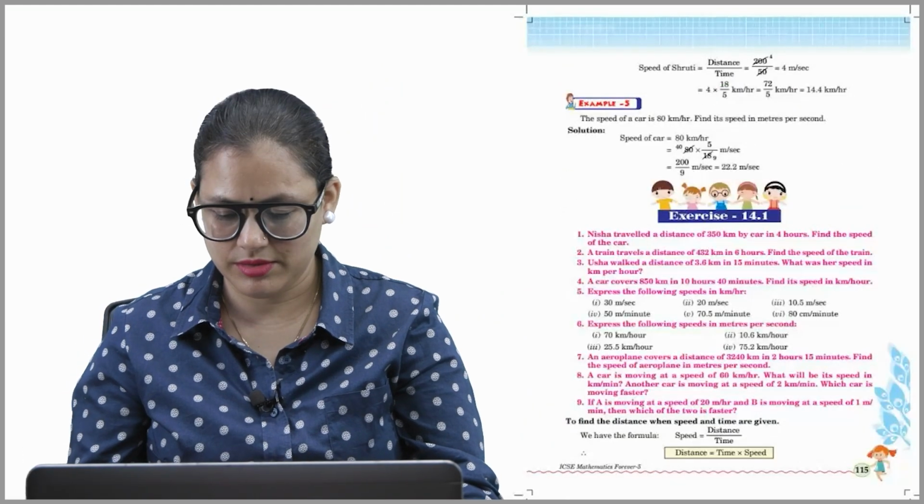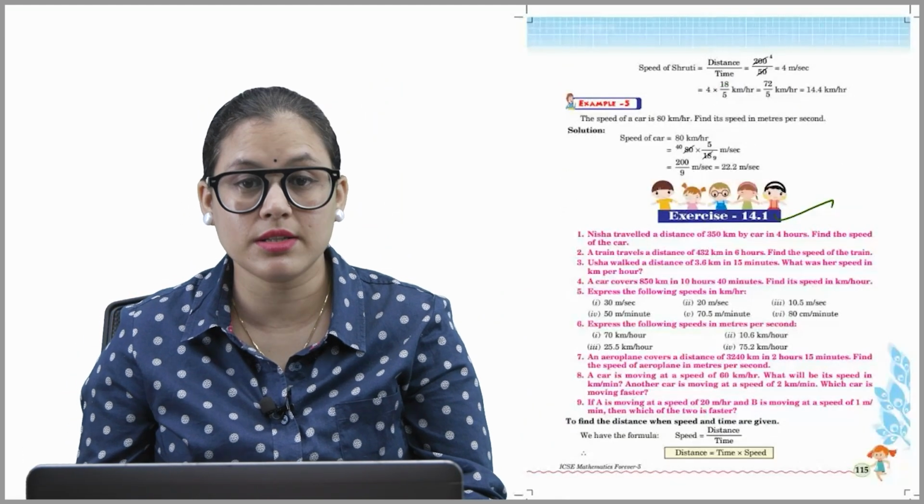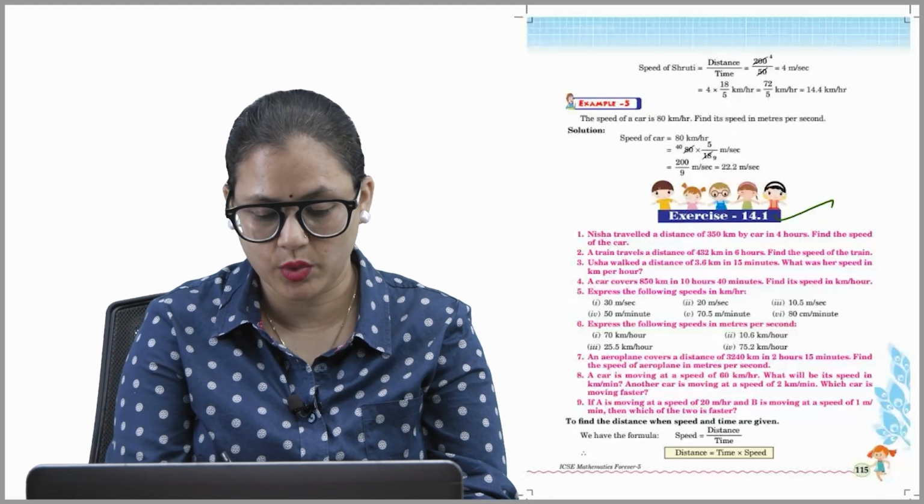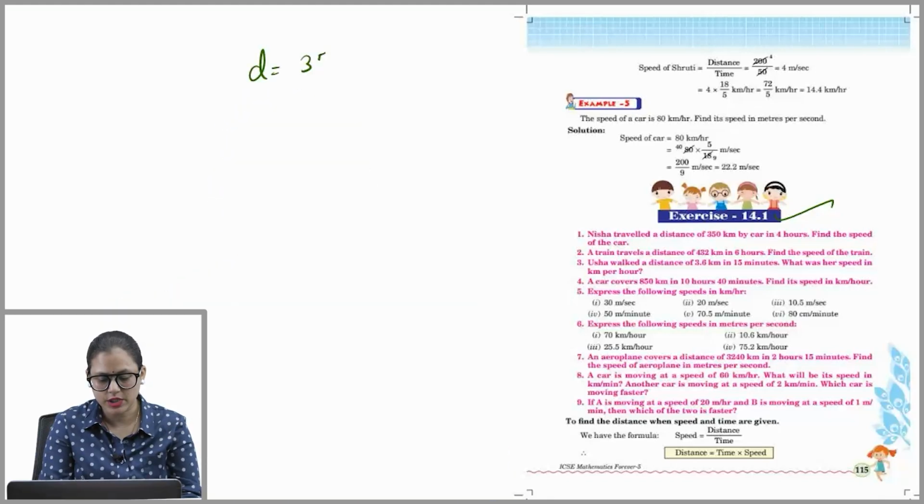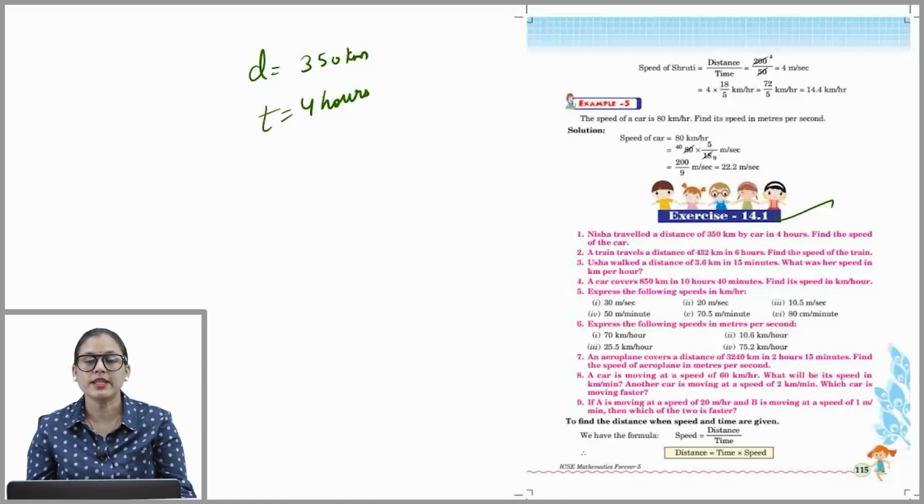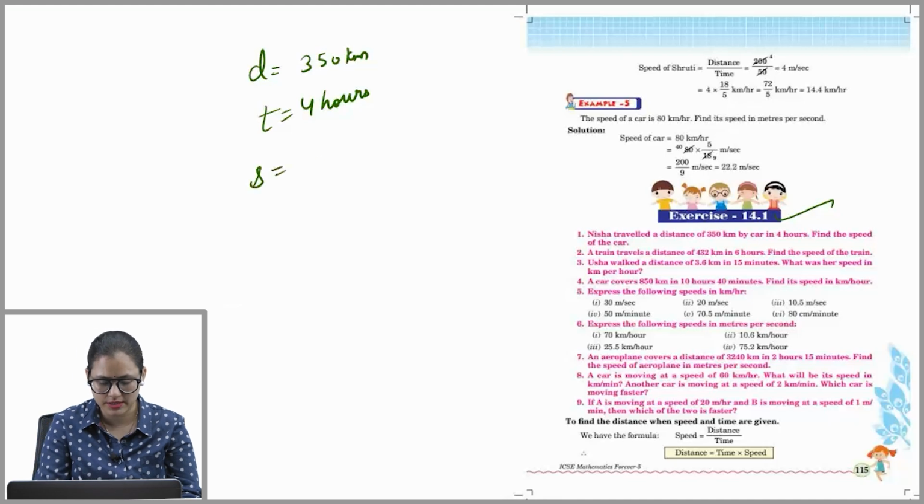Exercise 14.1. Nisha traveled a distance of 350 kilometers in 4 hours, which means the time is 4 hours. Find the speed of the car. We have to find the speed. Speed is distance upon time. Distance is 350, time is 4.